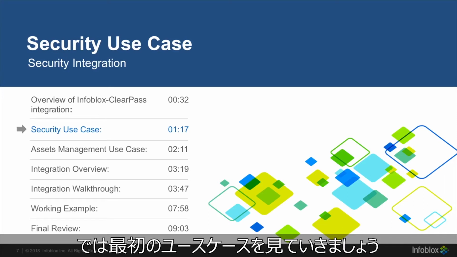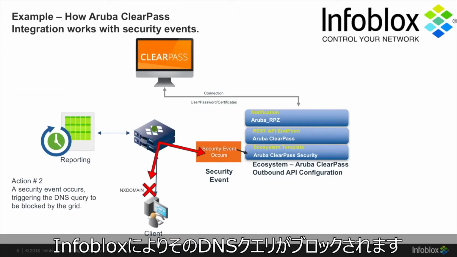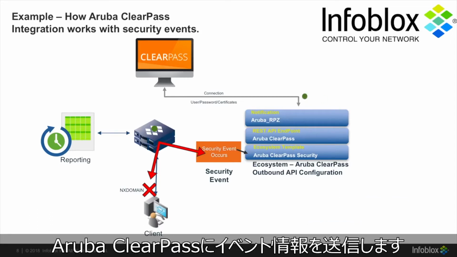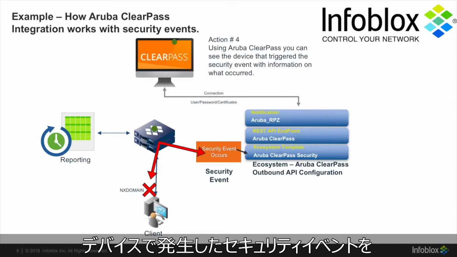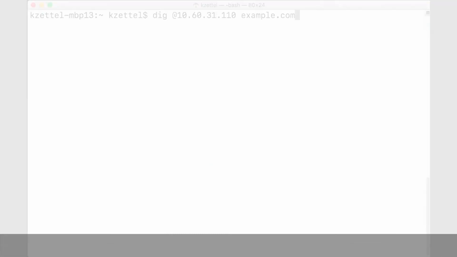Now let's look at the first use case. Here, a client sends a query to the Infoblox grid. Next, the query is blocked by Infoblox. Infoblox ecosystem templates are then triggered, sending information to Aruba ClearPass. Finally, using Aruba ClearPass, you can see the security event that occurred on the device.